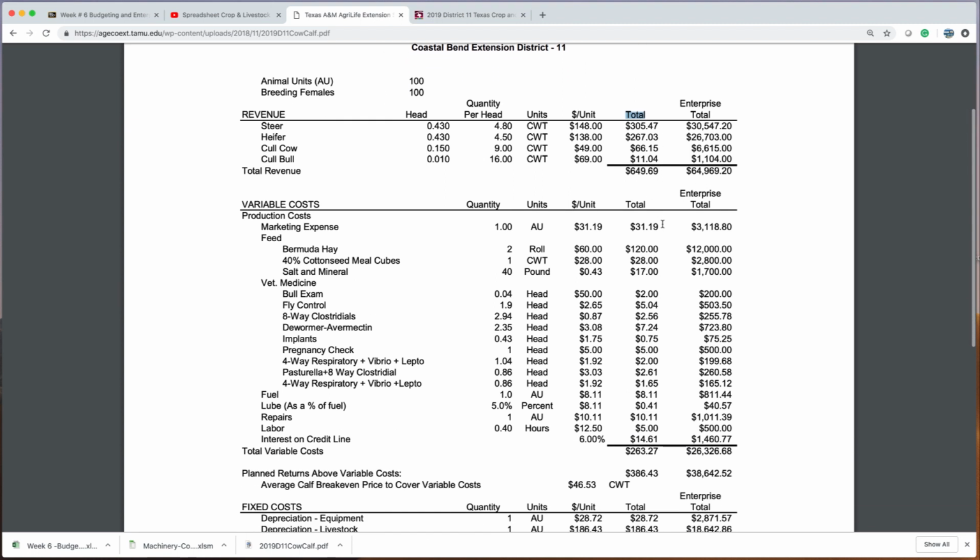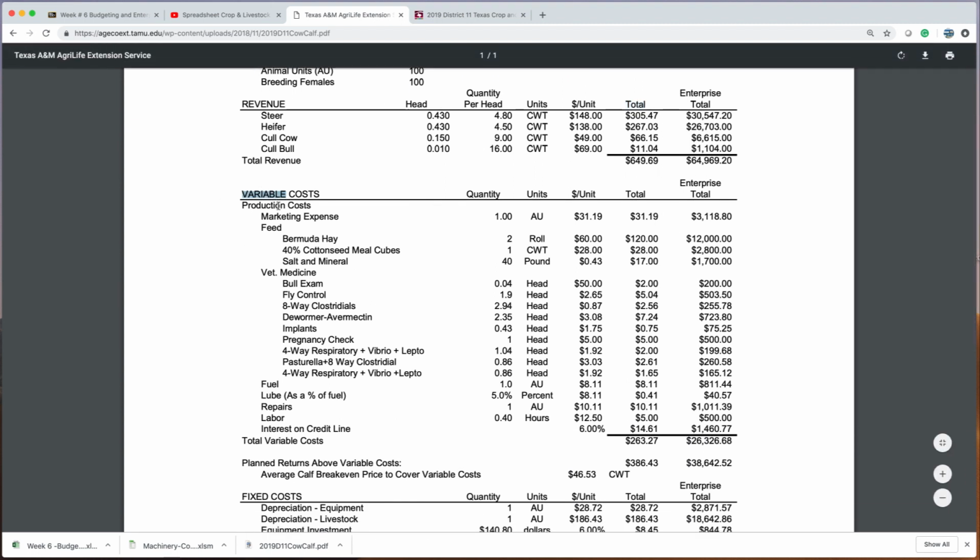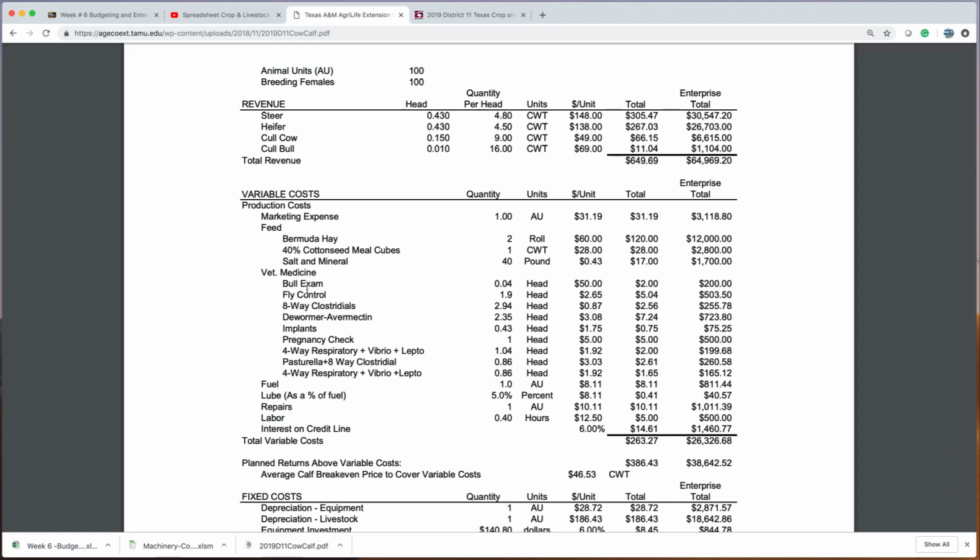All right, moving through here, now you can see we get right into variable cost. Things like feed, vet medicine, fuel, repairs, some of this stuff they consider to be variable depending on how big your operation is. You'll use these units, and so they go ahead and give you what the value is per unit. So, for example, in marketing expense, we're going to spend, for one animal, about $31. This is a rate they've come up with through past records.